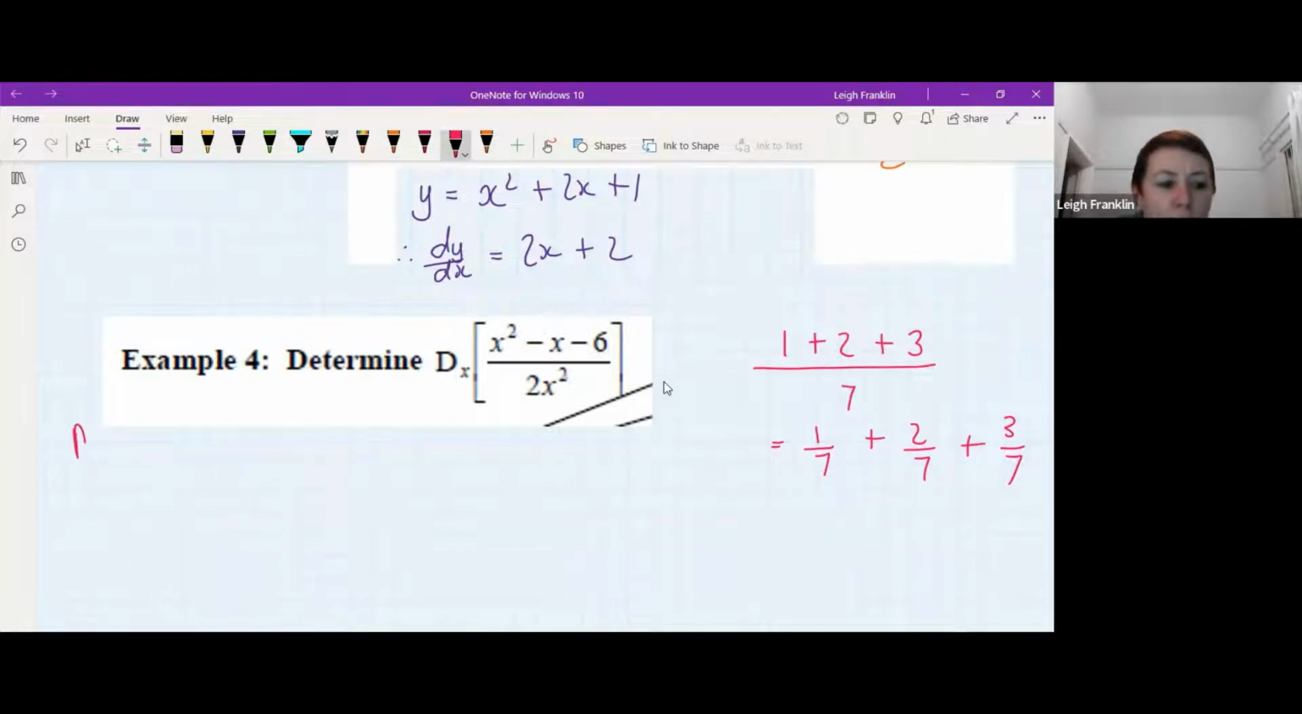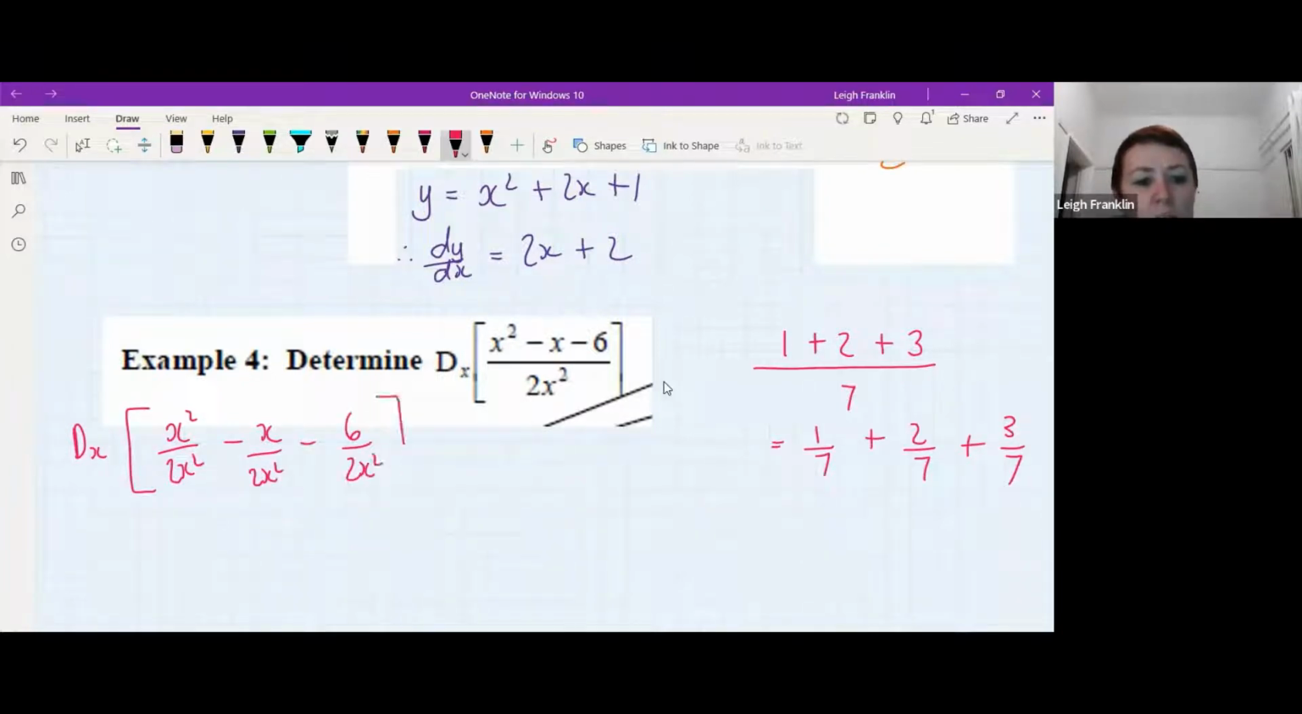So when there is a monomial denominator, we are going to split the numerator over the monomial denominator. I am not dropping my dx, I am not dropping my square brackets because I'm not differentiating. I'm getting my function statement ready for differentiation. So I will now split it up and write x squared over 2x squared minus x over 2x squared minus 6 over 2x squared. Now it's essentially like when you were in grade 8 dividing like terms, you subtract your exponents. It's exactly the same idea.